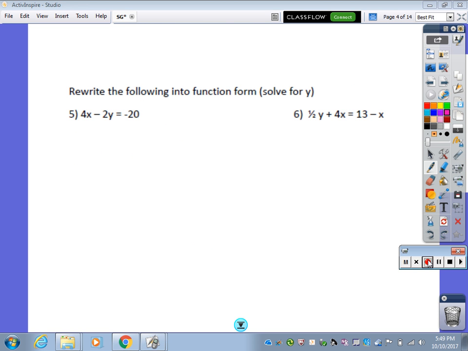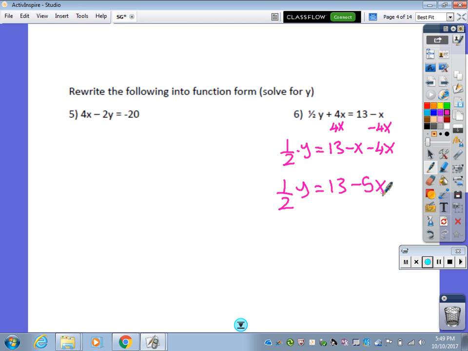Let's look at number 6 next. I have a 1/2 y plus 4x. I want to get rid of 4x first here. Subtract 4x from each side. We will have 1/2 y is equal to 13 minus x minus 4x. We can do combining like terms first. I'll have 1/2 y is equal to 13 minus 5x.